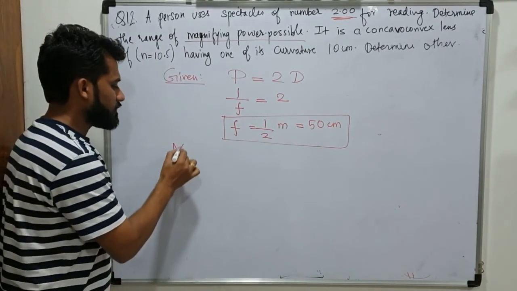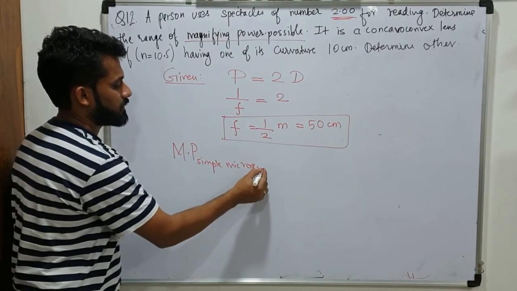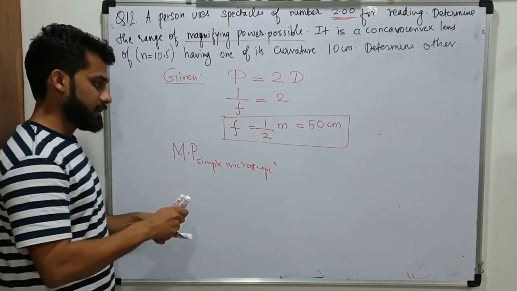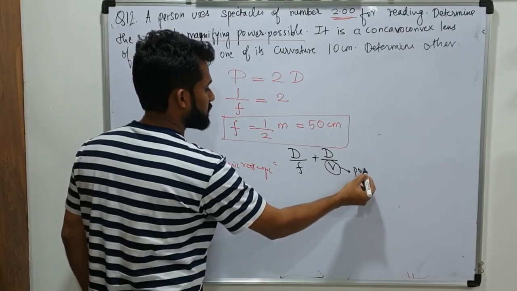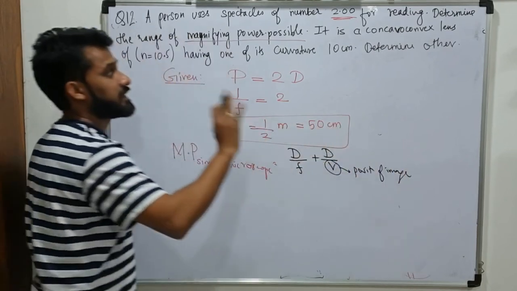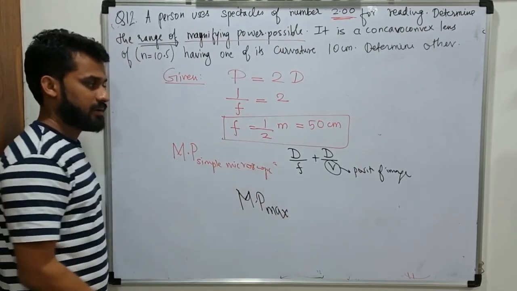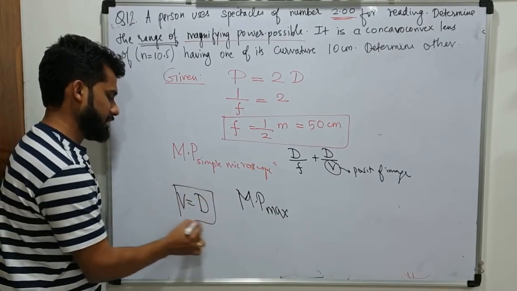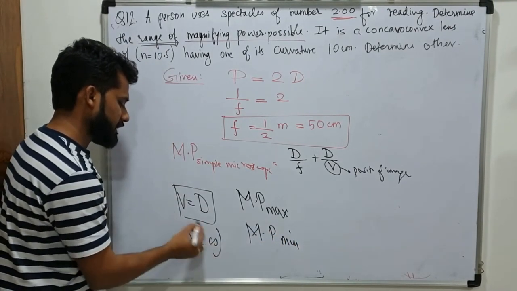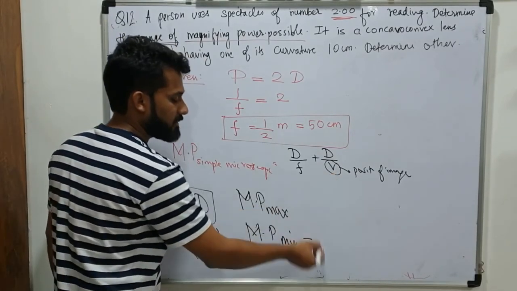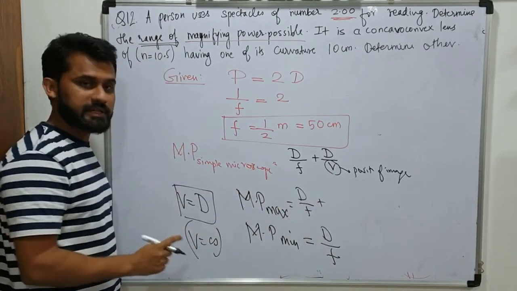What is the magnifying power of a simple microscope? For a simple microscope, the magnifying power is given by D by f plus D by v, where v is the position of the image. Since the range of magnifying power is asked, meaning maximum and minimum values, the magnifying power is maximum when the final image is at D, the least distance of distinct vision. This is what we have already covered in the theory lectures. And the magnifying power will be minimum when the final image is at infinity. So if I put the final image at infinity, the minimum magnifying power will be D by f. And the maximum will be D by f plus D by D, since the position is D, so D by D is 1.